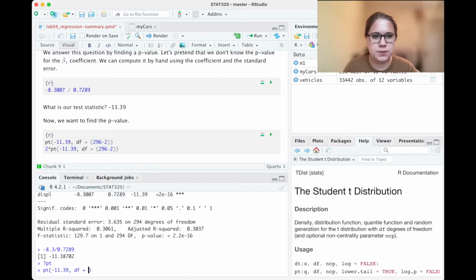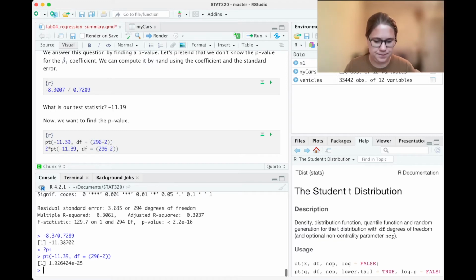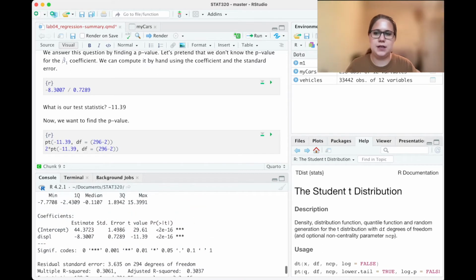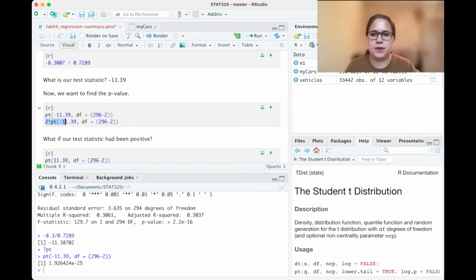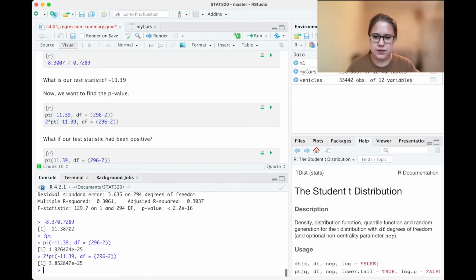And what was my n? You probably can't see it in my environment, but I have 296 observations, 296, and then minus 2, and I'll just let R do the math for me. And if I hit enter, I get this p-value of 1.9 times 10 to the negative 25th. That's for one side of the distribution, and we're always doing a two-sided test in this class, so we need to multiply by 2, and that's what I'm doing here. So here's my actual p-value.